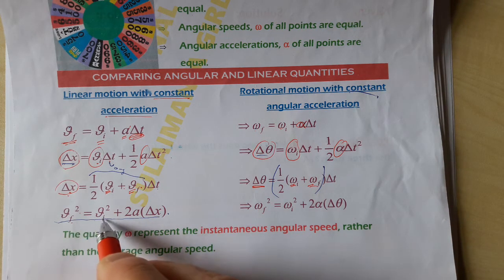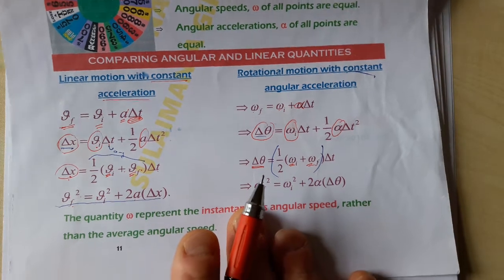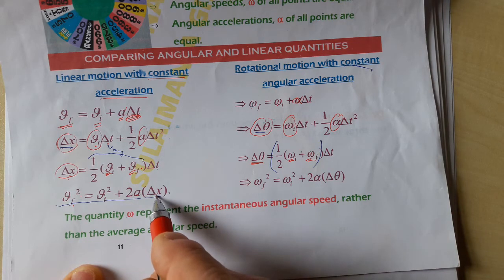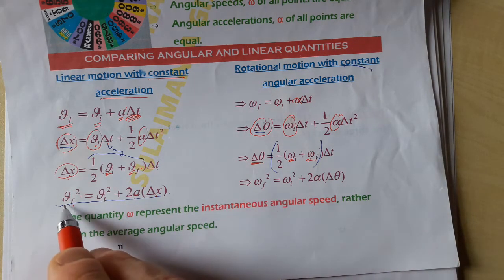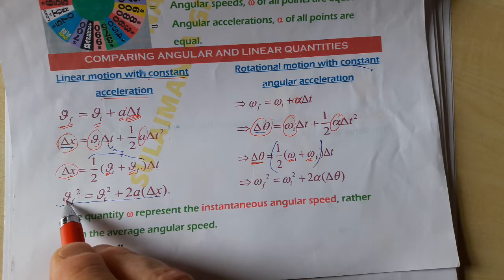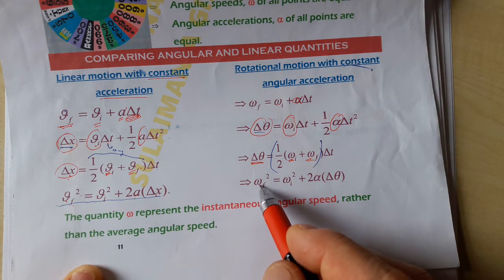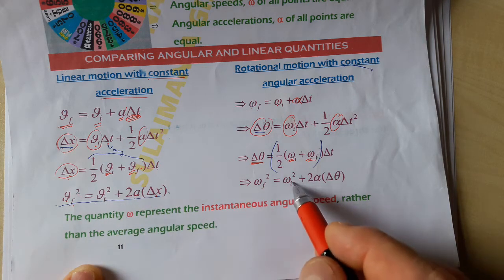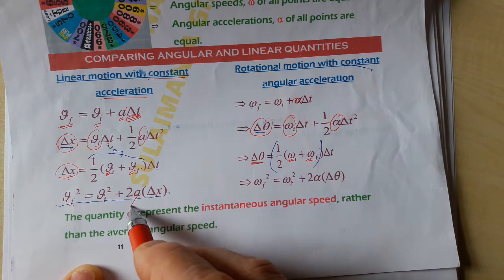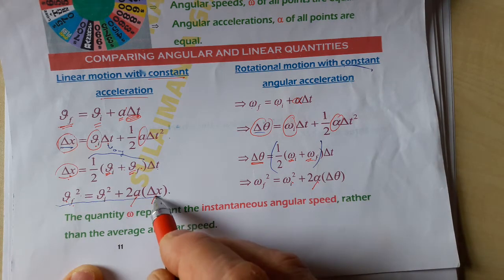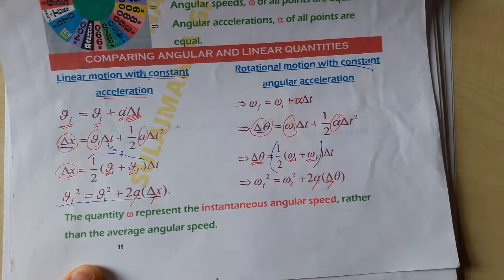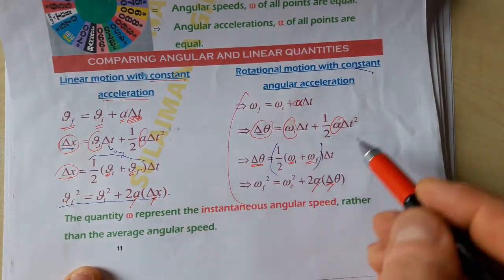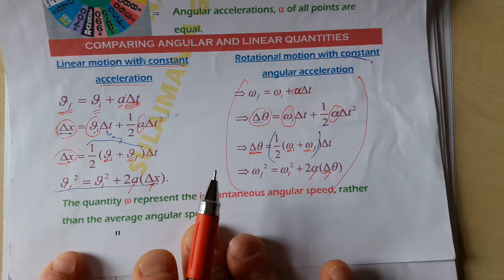Final speed squared is equal to initial speed squared plus 2a delta x. Here a is the linear acceleration, delta x is the displacement. In angular form: final angular speed squared, initial angular speed squared, angular acceleration, angular displacement. These equations are very similar to the linear ones, and they can be used for answering the questions.